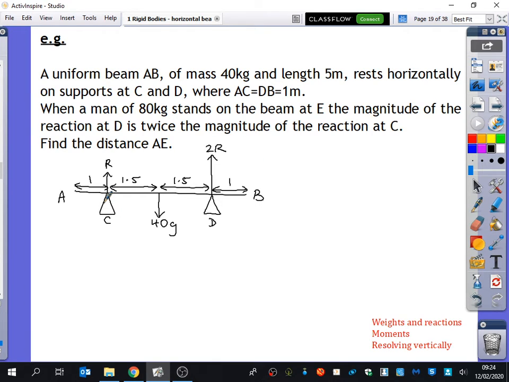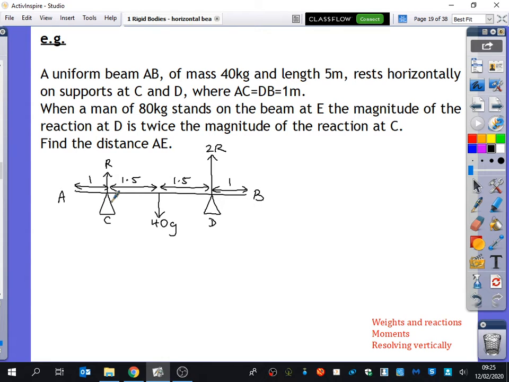Now, if there was no man standing on this, what would you have said about the normal reactions? They're equal. Why would they be equal? Because it's completely symmetrical. So it would be bizarre if one of the normal reactions was different. It doesn't matter where you actually put it, but I just want you to think to try and understand the situation. Where would you make the man stand so that there was more of a reaction at D than C? If you get it wrong, the maths will still work, but I want you to think about this before we do the question to try and predict where it might be.